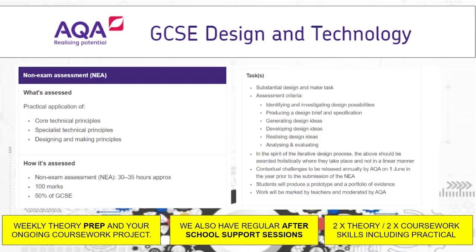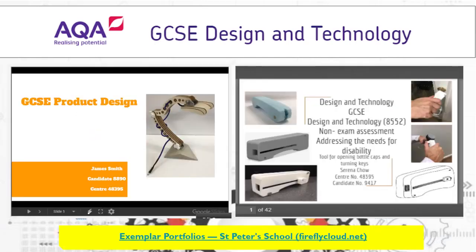Now, to support you throughout your time with us, you will have theory prep, but we also have in-school support sessions if you ever need any help with anything. And that split is a 50-50 split. Okay, so 50% theory, 50% coursework skills, which includes practical. Now, as we said, you know the different areas. So you've got your design brief, your investigating, your generating, developing, your realising, and your analysing. And then throughout all of that, it will be moderated internally and then moderated by AQA.